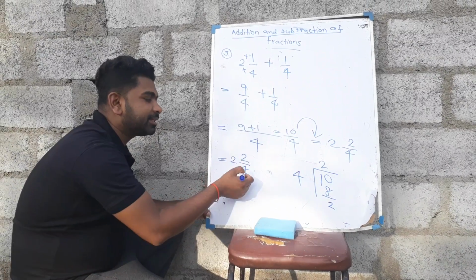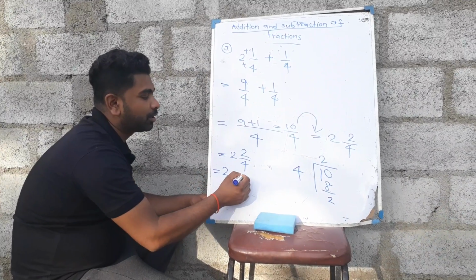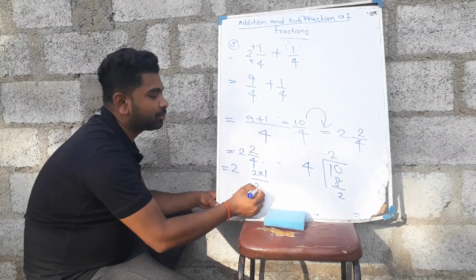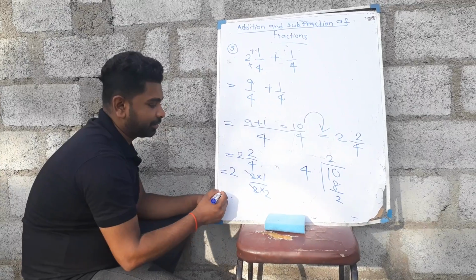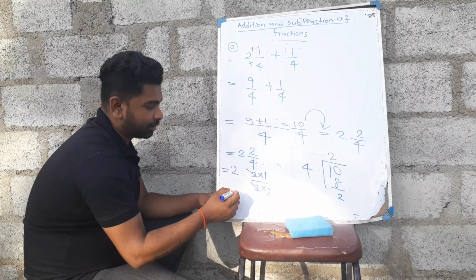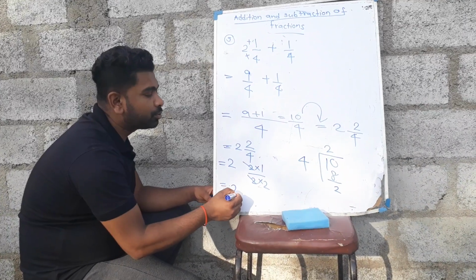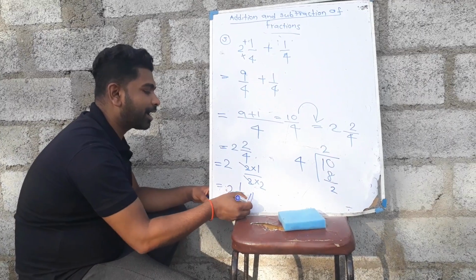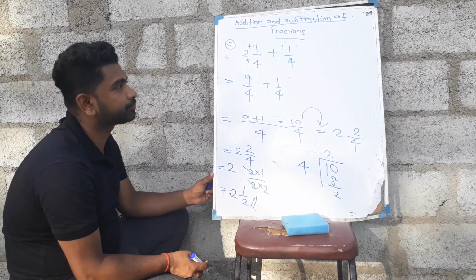And here you can see a common factor. 2 you can write as 2 into 1, and 4 you can write as 2 into 2. So there is a common factor. You can cut 2. Then the simplest answer for this calculation is 2 and 1 half.